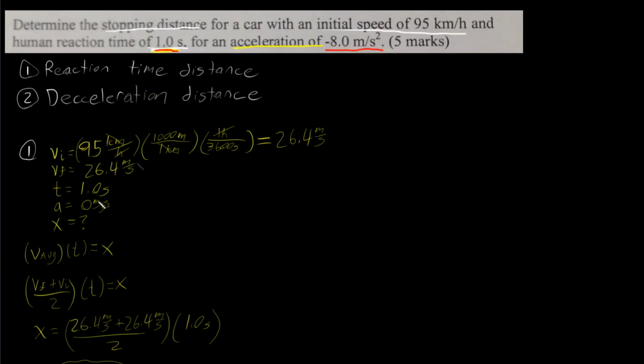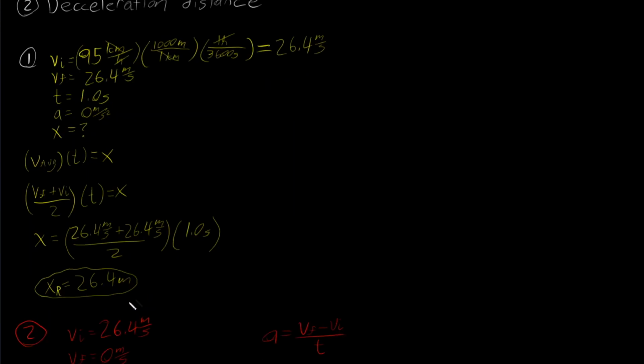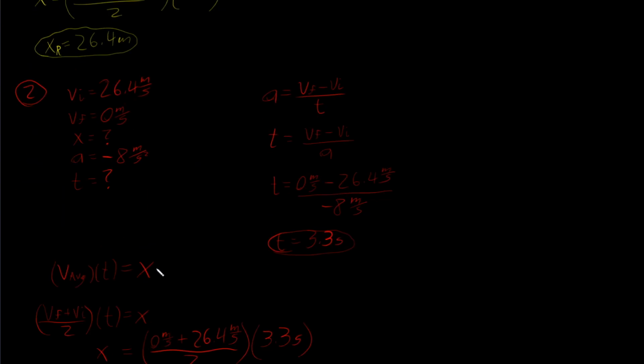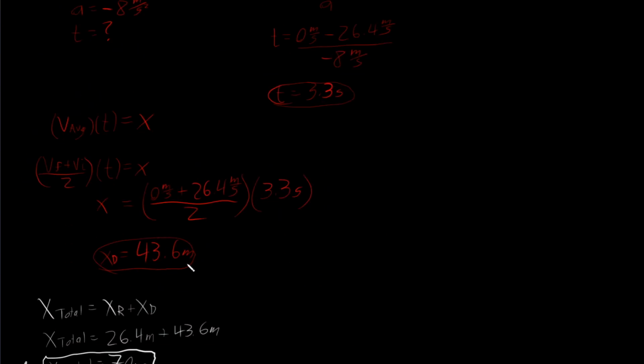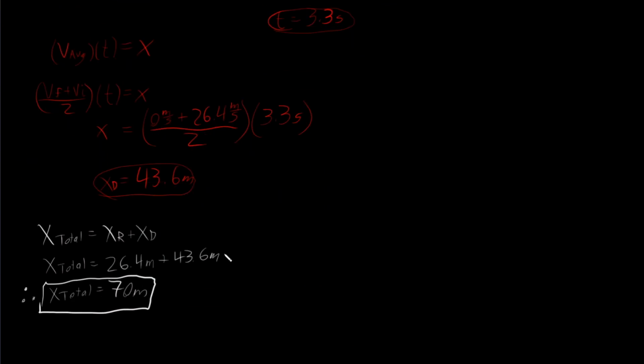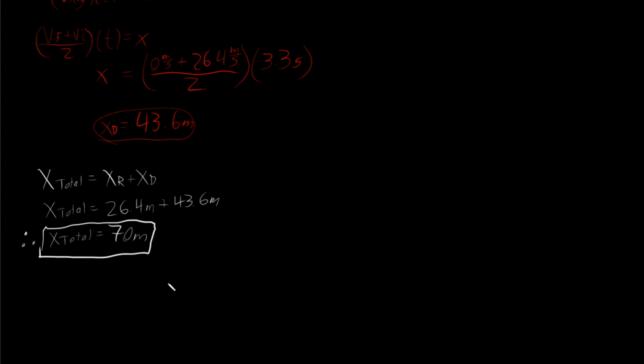This question asked, determine the stopping distance for a car with an initial speed of 95 kilometers per hour and human reaction time of 1.0 seconds for an acceleration of -8 meters per second squared. That ends up being, you travel 26.4 meters before your foot gets on the brake. Then while your foot is on the brake and you're decelerating, you travel 43.6 meters. So in total, you travel 70 meters.